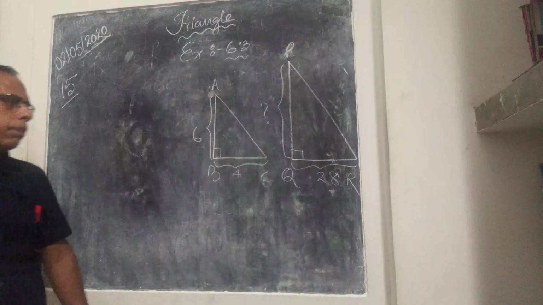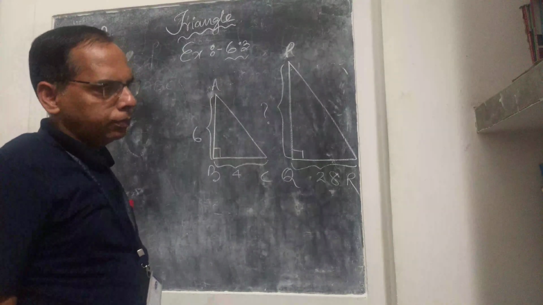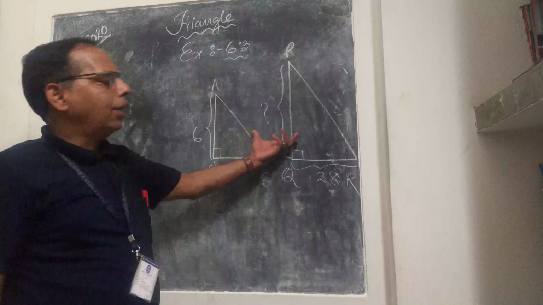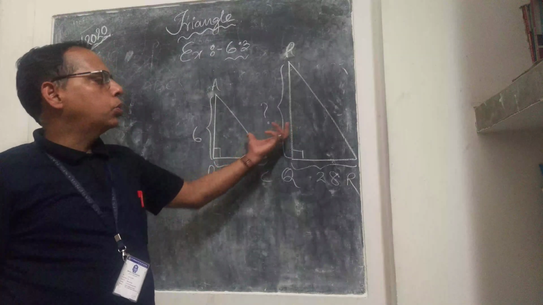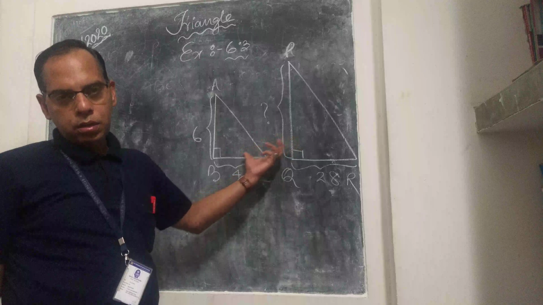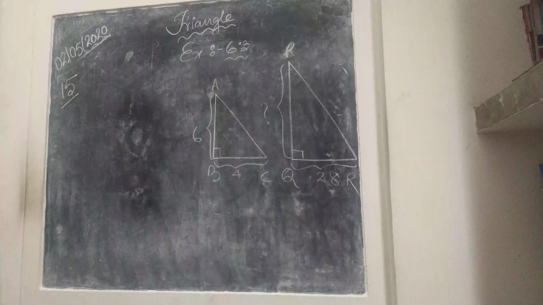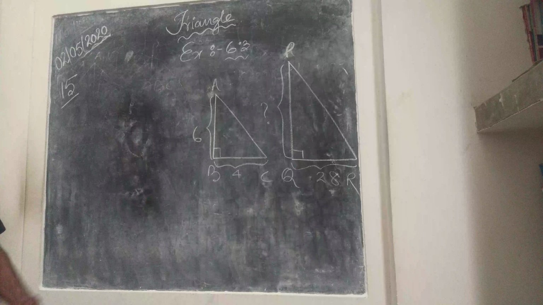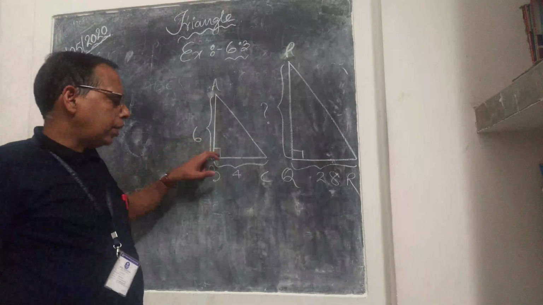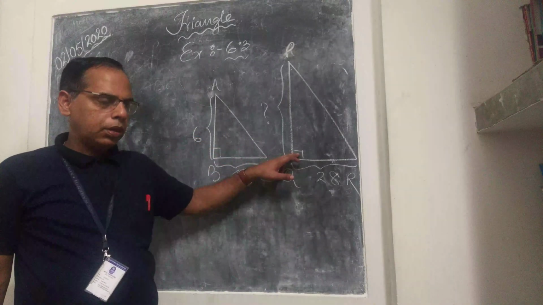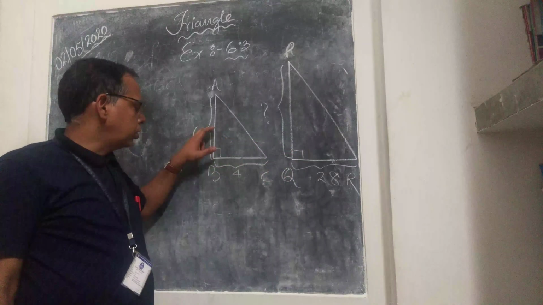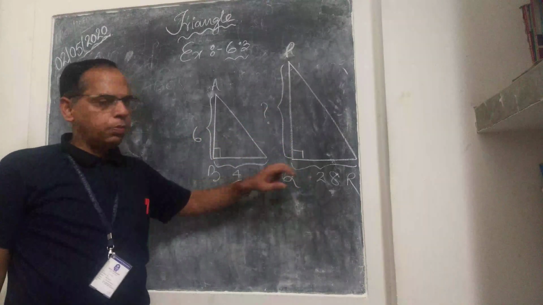That means one thing you have to see, that both are looking alike. That means both these two triangles are similar. If it is not similar, then we cannot draw it. So both these two triangles are similar because first of all, this is right angle, this is right angle. This is altitude, this is base. This is altitude, this is base.